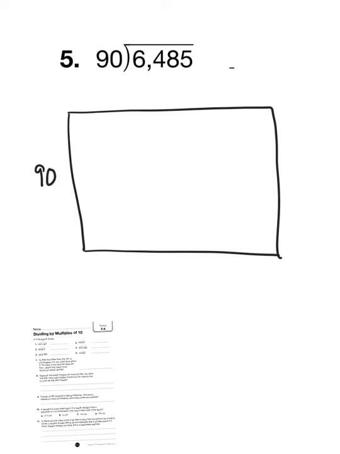So the example that I always go to is I just imagine, okay, I'm sharing $6,485 with 90 of my closest friends. I've got 90 people lined up in front of me with their hands outstretched, waiting for their money, and I need to figure out how much money each one of them can get.